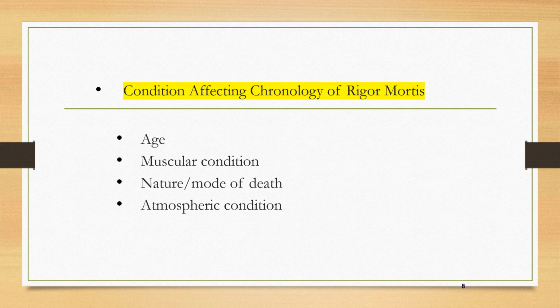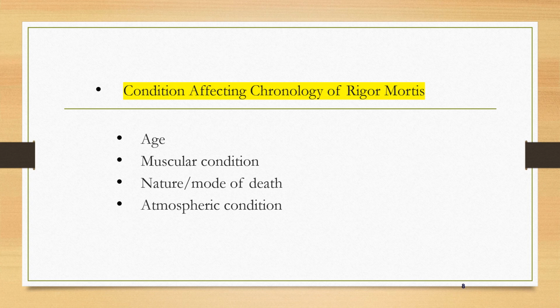These are the conditions where rigor mortis can differ. In children it develops earlier, and in thin persons it develops earlier. If the person is well built muscularly, it takes time to develop. It also depends on the nature and mode of death.